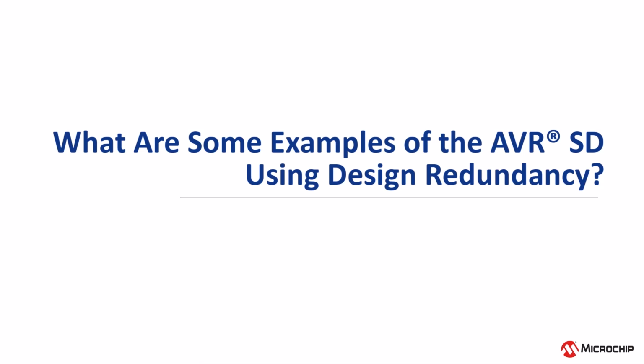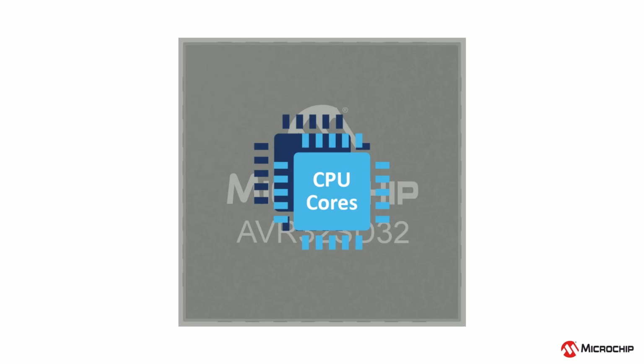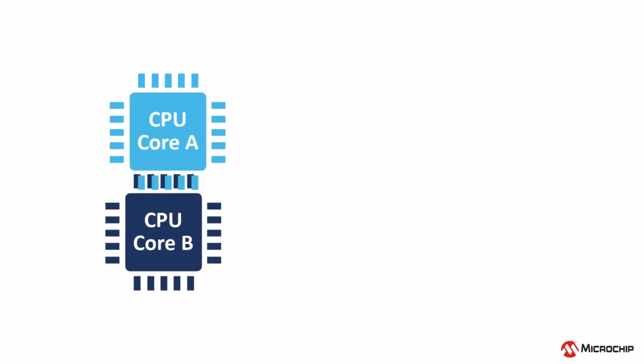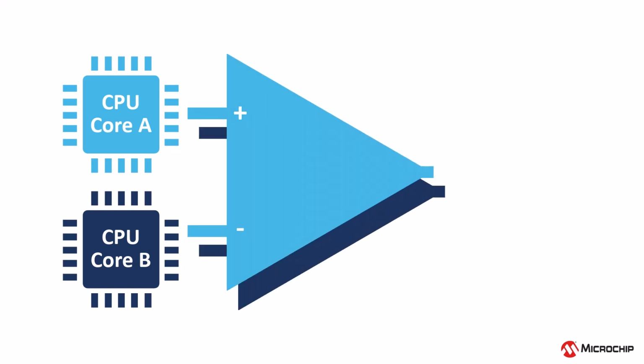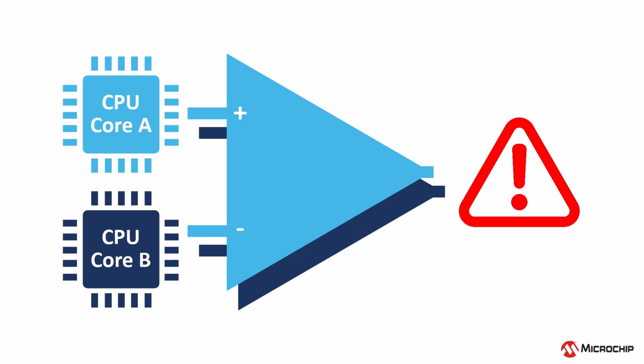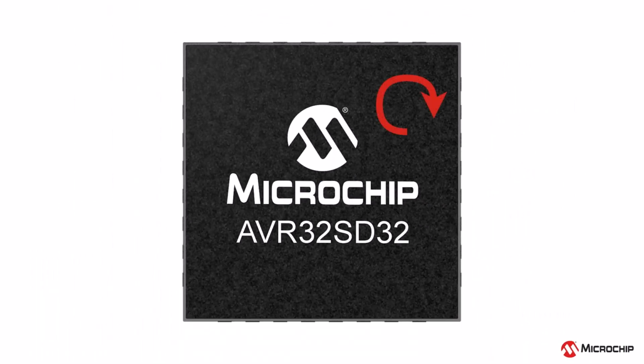With that in mind, what are some examples of the AVR SD using design redundancy? To start, one of the most exciting features intended for safety through redundancy is the dual-core lockstep CPU, or DCLS CPU for short. The AVR SD's dual-core lockstep CPU is a key feature designed to enhance functional safety through architectural redundancy. In this configuration, two identical CPU cores execute the same instructions in parallel, with their outputs continuously compared by redundant hardware comparators. If any discrepancy is detected between the cores' outputs, a device reset is immediately triggered, ensuring that faults are caught in real time rather than after the fact.